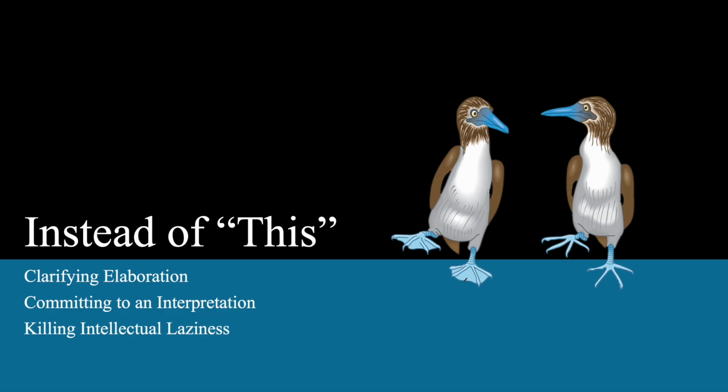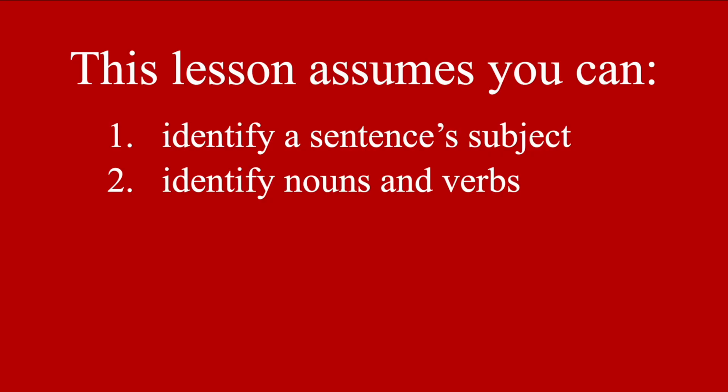So the hope is that instead of using the word this, we'll be specific and clear about what this refers to, and that will clarify our elaboration. It will commit to one specific interpretation of what you're saying instead of being vague and non-committal. And really, it will help you to be less lazy intellectually. It will help you think through what you're saying, because if you can't write it clearly, it shows that you don't understand it. So let's look at this. That's an example of how not to use this.